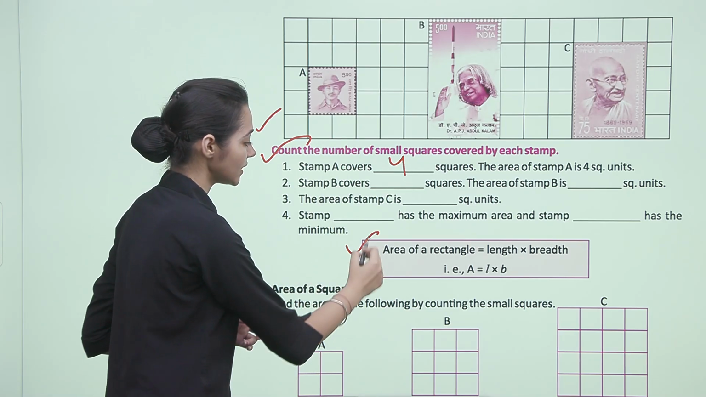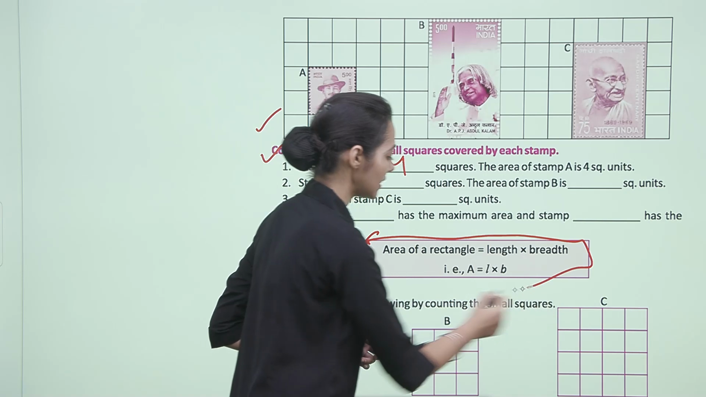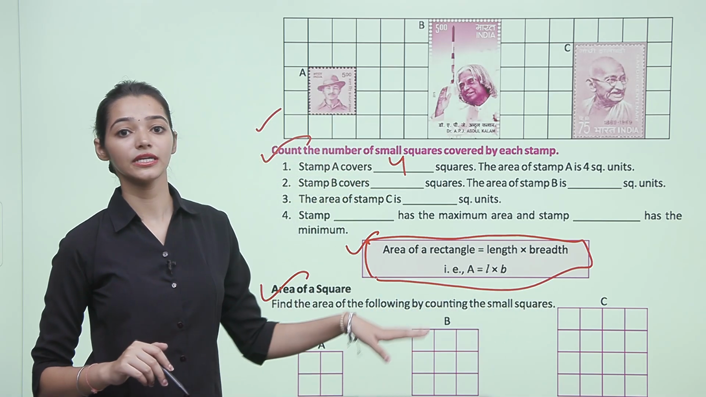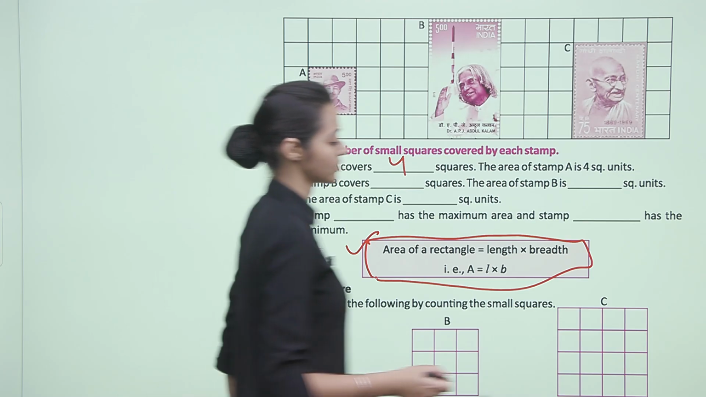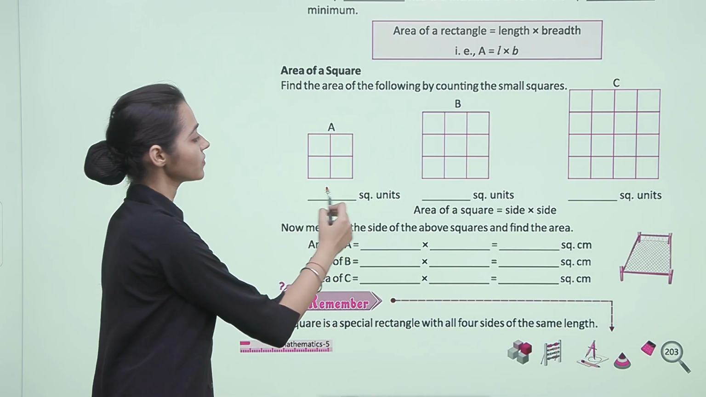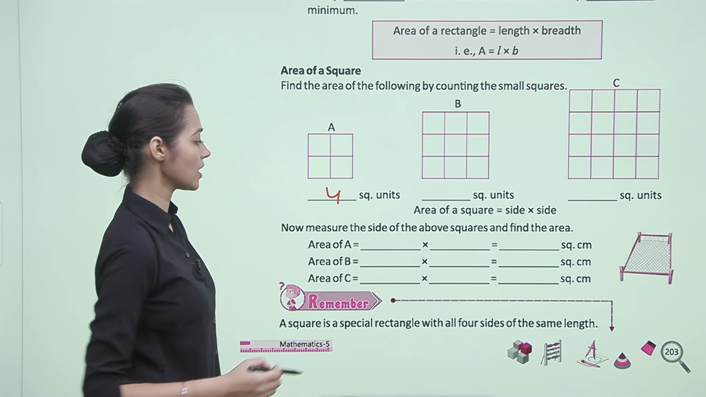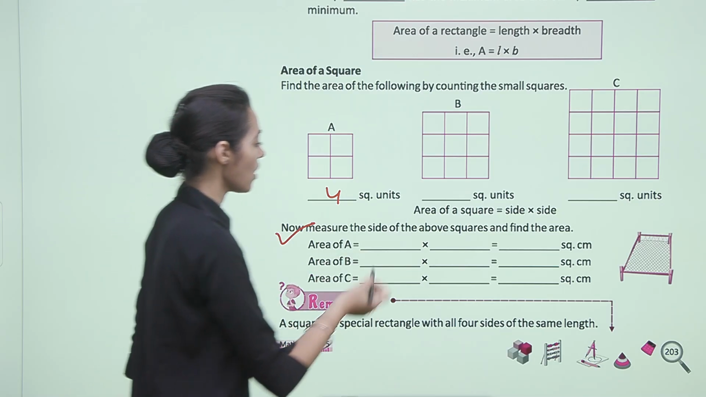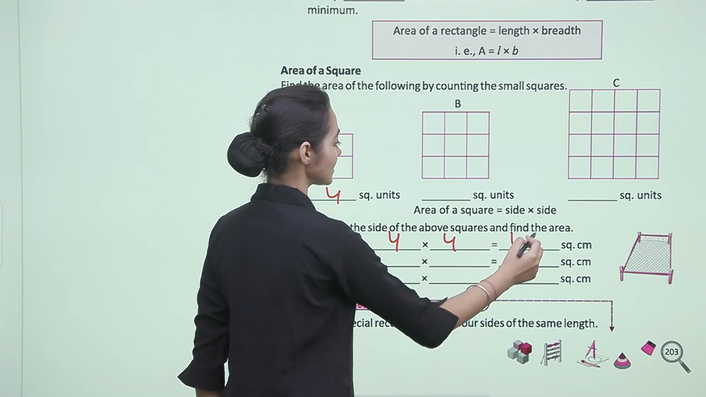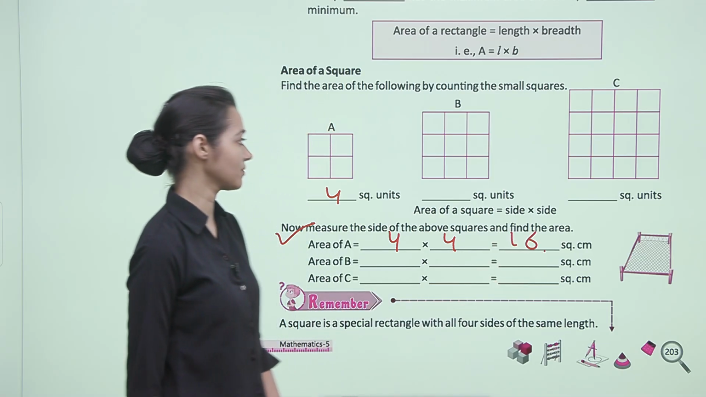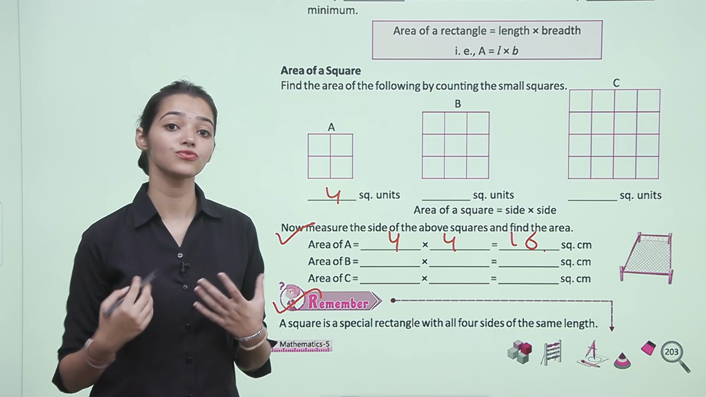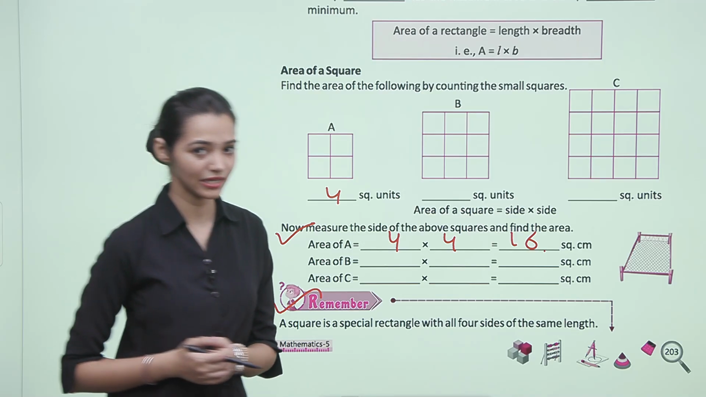Now as we know, the area of a rectangle is equal to length into breadth. Now let's look at the area of a square. Here you have to find the area by counting the small squares. These are our small squares. The first one is 4 square unit. That's how you have to complete the remaining part. Now area of A is 4 into 4, that is 16 square centimeter. Always remember, a square is a special rectangle with 4 sides of the same length.